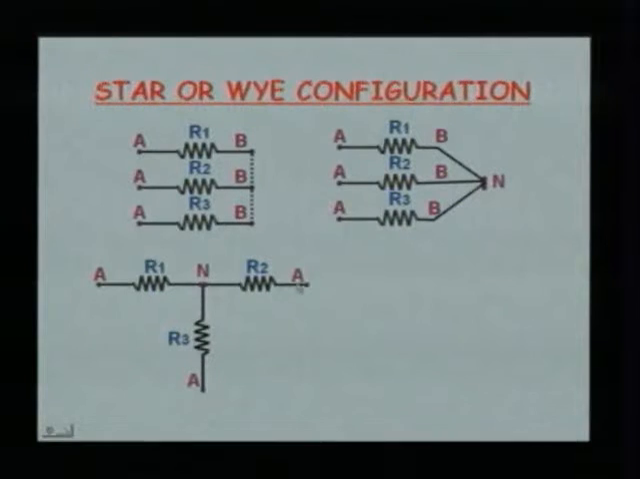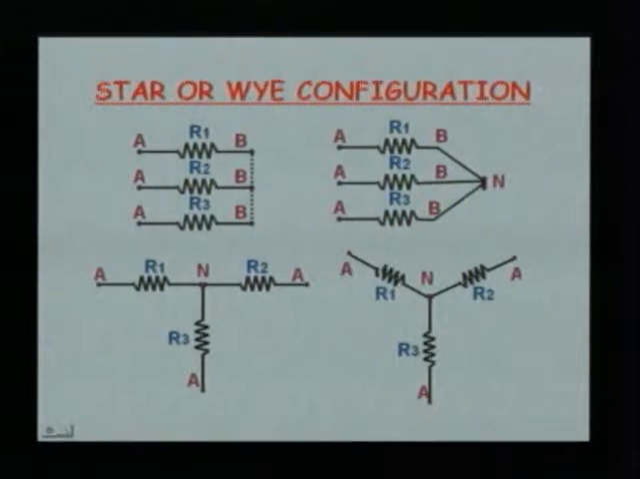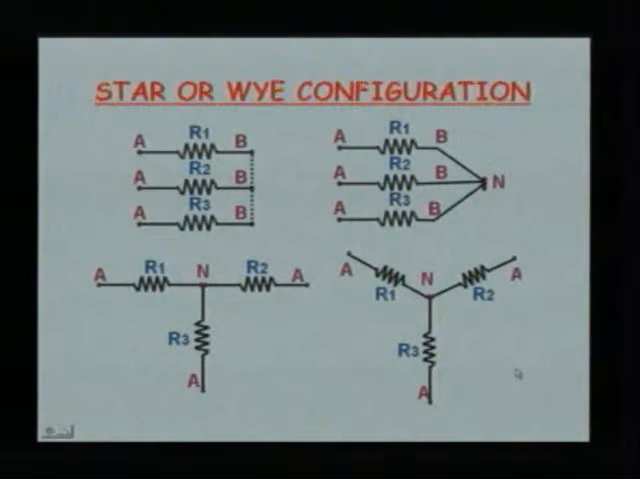The same figure can be redrawn like this. This would be a T symbol, is not it. We have got all the things A, R1, R2, R3. All the B terminals are brought down and connected to one point N. The same can be redrawn once again like this, indicating a Y, that is R1, R2 and R3. Now, this is how we make a star connection, that is all the similar ends are connected to a single point which is N.